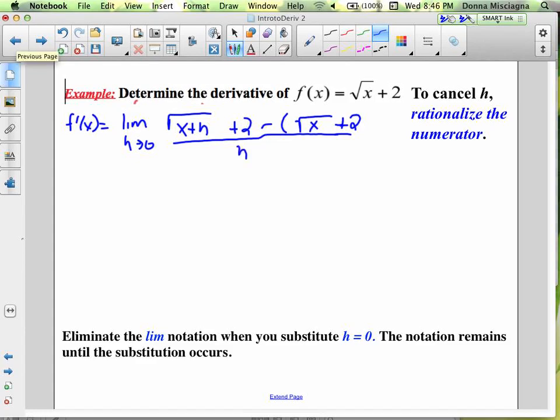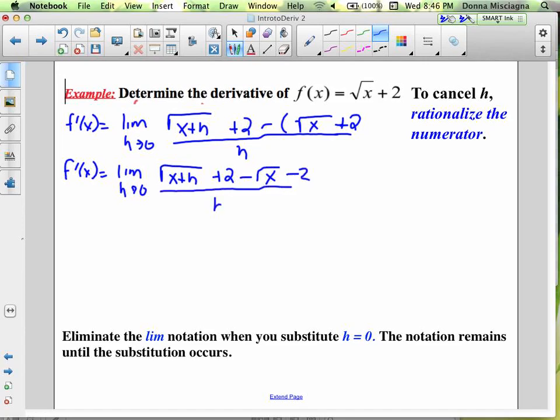So now let's simplify that. We have our derivative is equal to the limit as h approaches 0 of the square root of x plus h plus 2, minus the square root of x plus 2, all divided by h. May as well simplify. F prime of x equals the limit as h approaches 0. Of course, the 2's are going to cancel. So we have the square root of x plus h minus the square root of x, all divided by h. If we were to plug in 0, we would have the square root of x minus the square root of x. That's 0, and we'd have 0 in the denominator. This is an indeterminate limit.